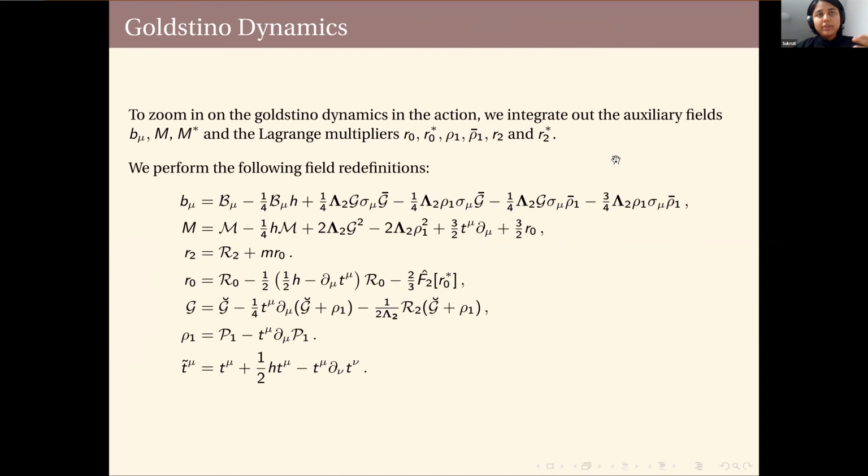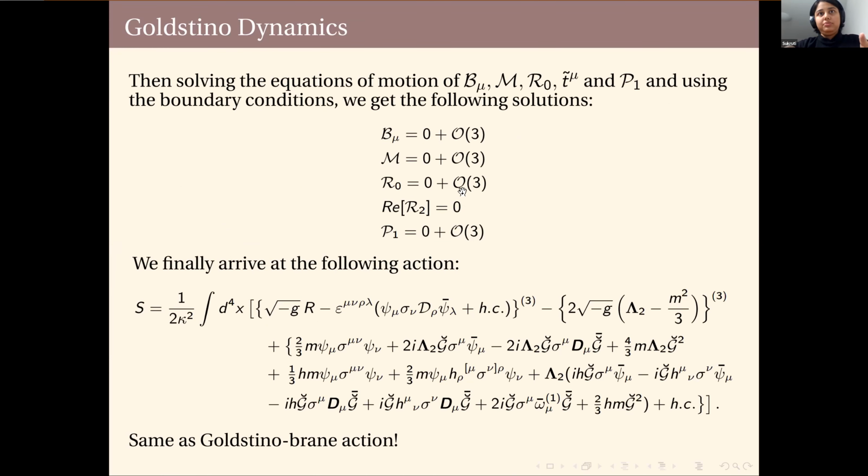And for this, we try to do more field redefinitions. So there are a lot of auxiliary fields present, like the vector field b mu and these scalar fields m and m star, and then there are these Lagrange multipliers. These are the ones that came from the boundary conditions that I showed a few slides ago. So we do more field redefinitions. So this small b mu is redefined in terms of this capital curly b mu and so on. And when I plug these redefined fields in the action and then again solve the equations of motion of these new fields, I get very interesting solutions.